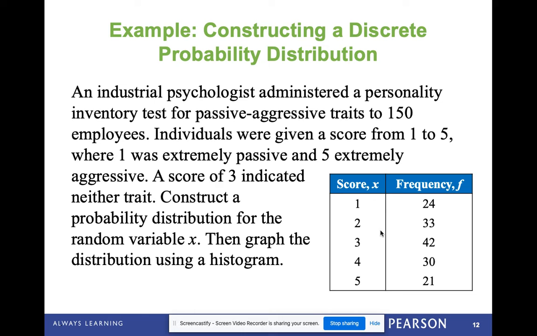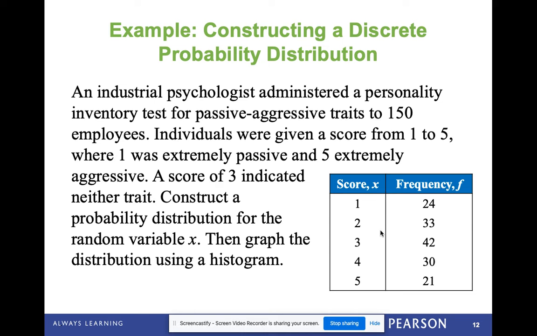An industrial psychologist administered a personality inventory test for passive aggressive traits to 150 employees. Individuals were given a score from 1 to 5, where 1 was extremely passive and 5 extremely aggressive. A score of 3 indicated neither trait. Construct a probability distribution for the random variable x. Then graph the distribution using a histogram.